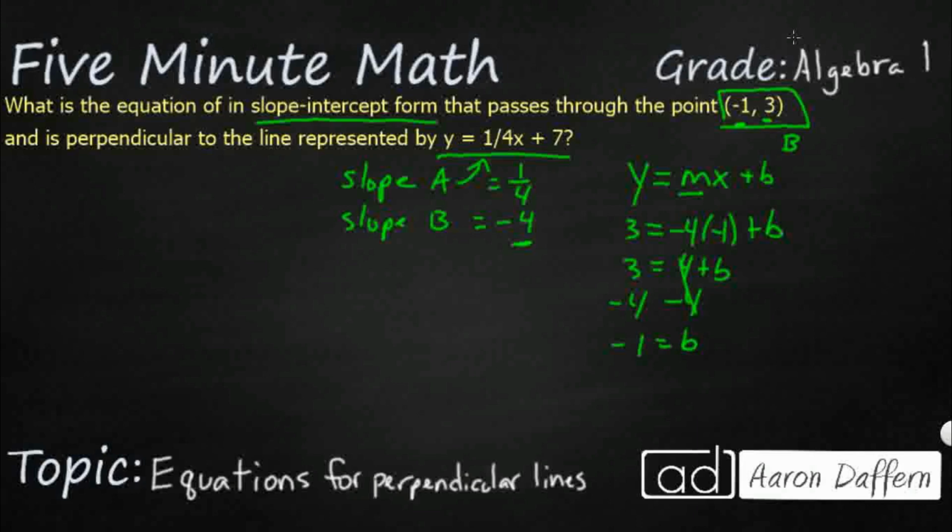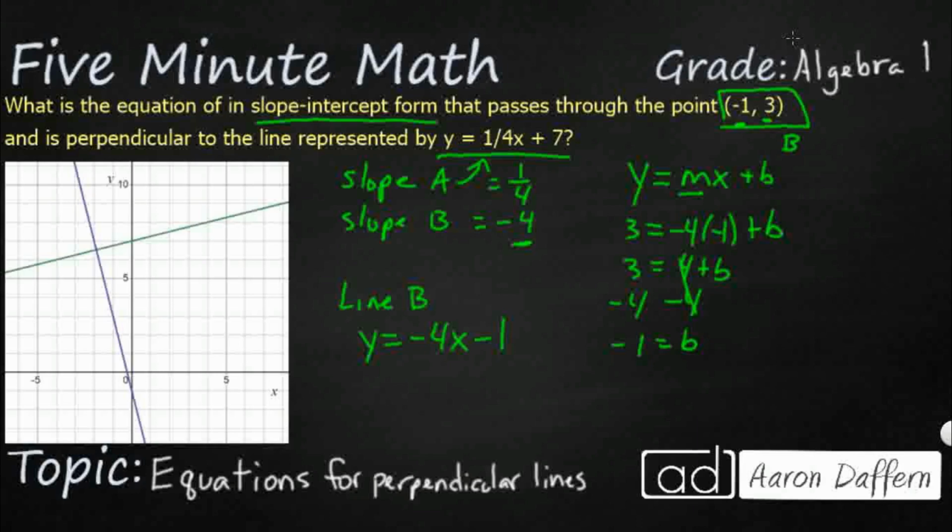Now we can put this back into slope-intercept form, and so we can say the new equation, line B, the one we're looking for, is y equals negative 4x, and then we've got a minus 1. Let's see what that looks like on an actual graph.